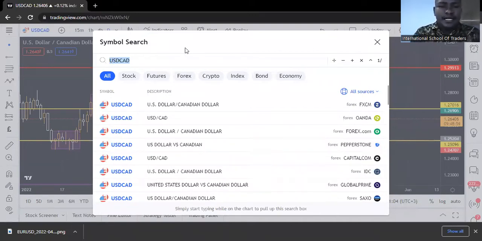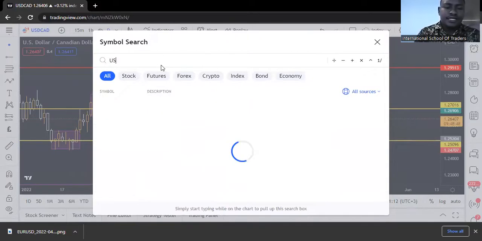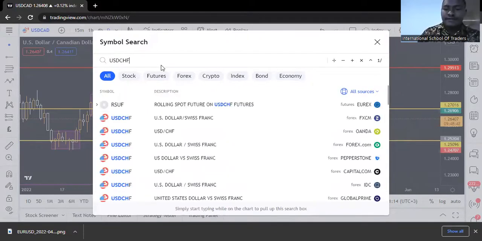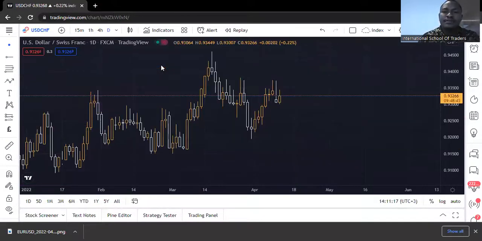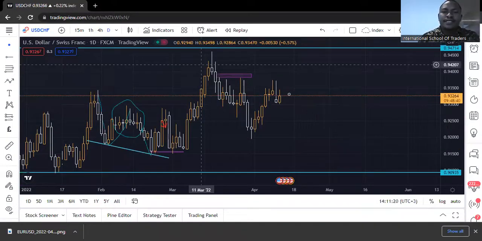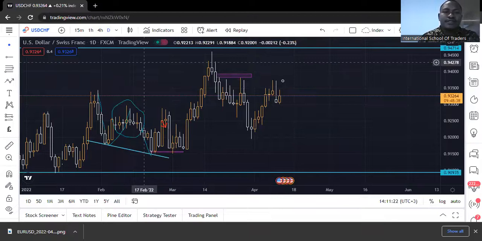I think Gosnati spoke about the USD on the group. It was USD CHF. Let's go. That was a beautiful setup, Gosnati. It was a beautiful setup. Let's see.